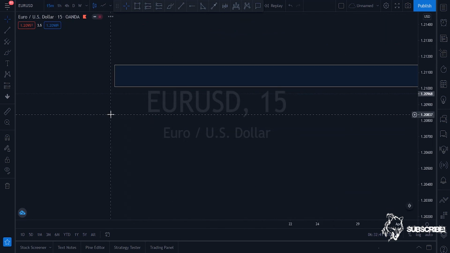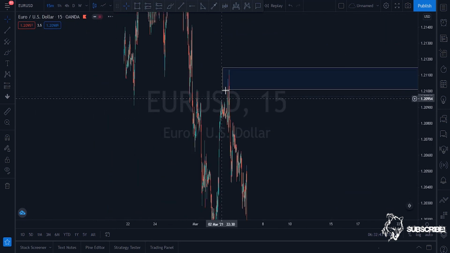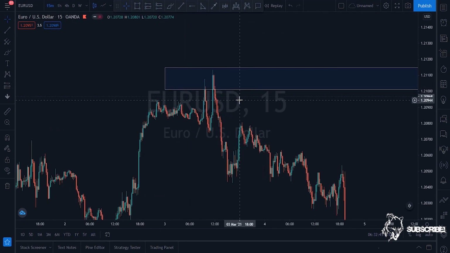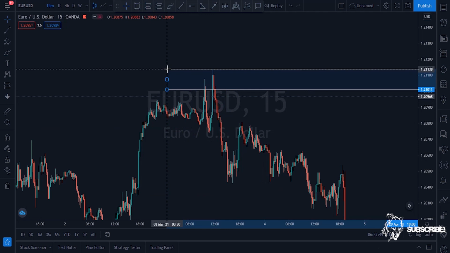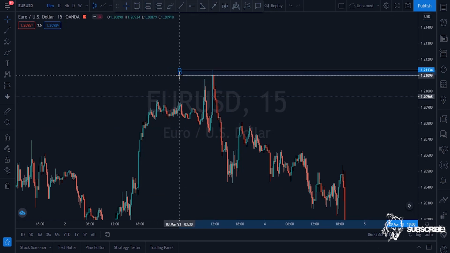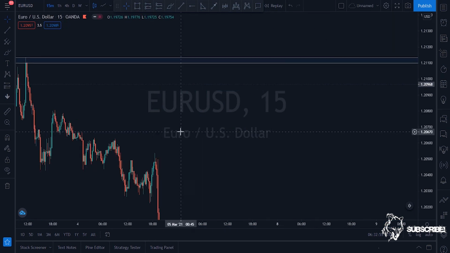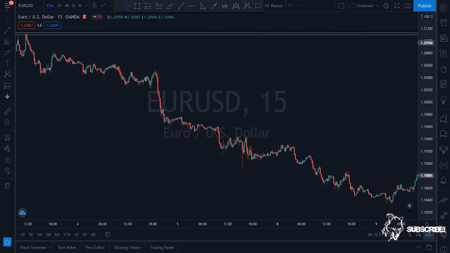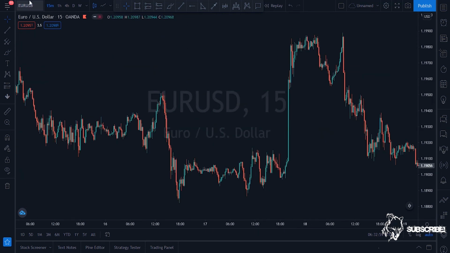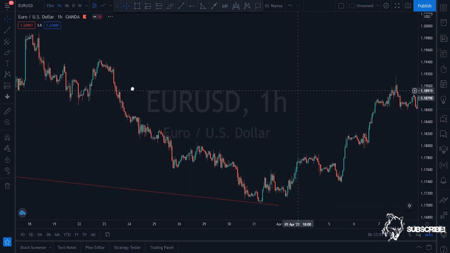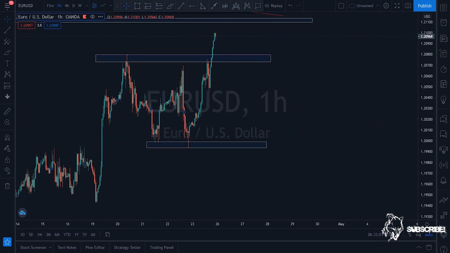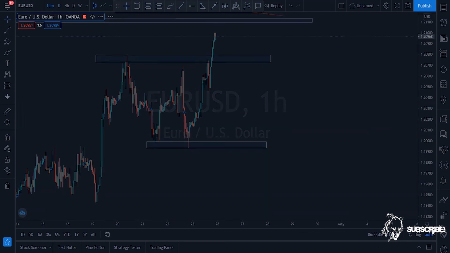For those who don't know this platform, it's called TradingView. Make sure that you get this one for yourself, because it's actually nice for making analysis. Okay, so now that we have that, let's move on to the current price market. So you see now it's much better.